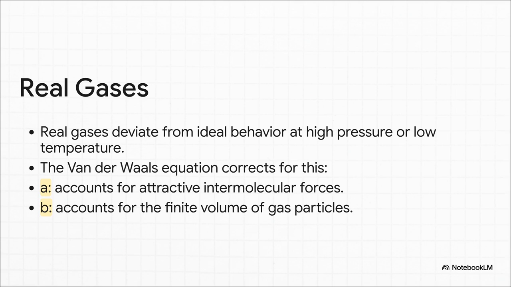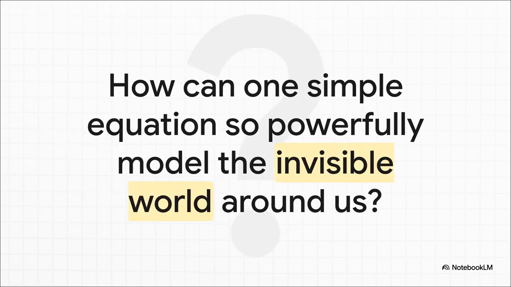To fix this, scientists came up with more advanced equations, like this beast, the van der Waals equation. It just adds two little correction factors, a and b, to account for those real-world effects, and it gives a much more accurate picture for real gases. So we've gone on this whole journey from three simple, separate laws to one incredibly powerful equation. And even though we've seen it has its limits, it kind of leaves you with this one big, fascinating question.